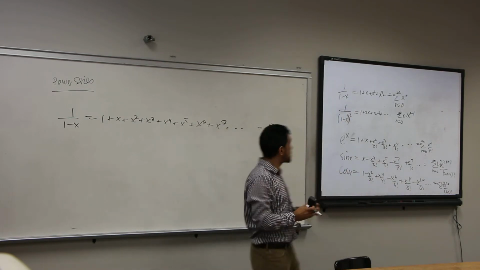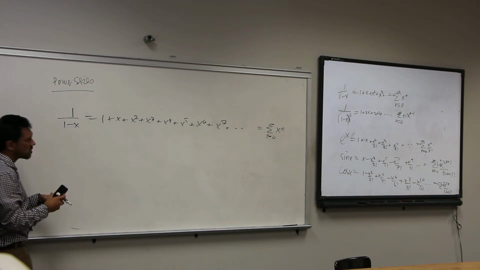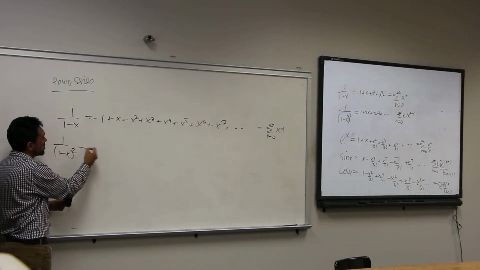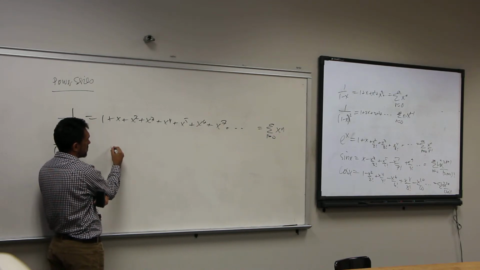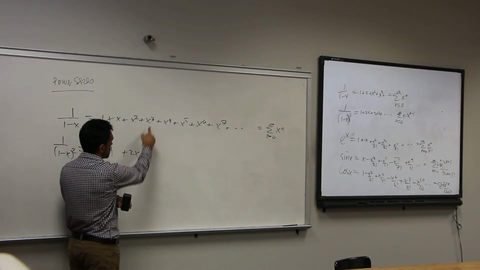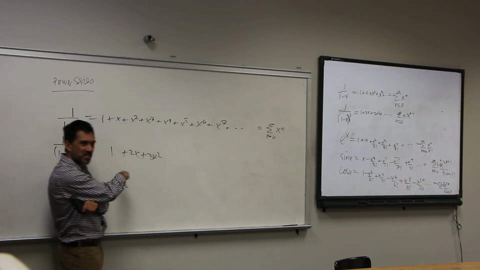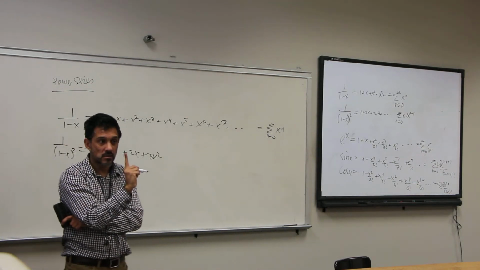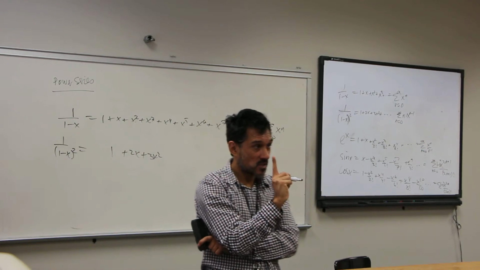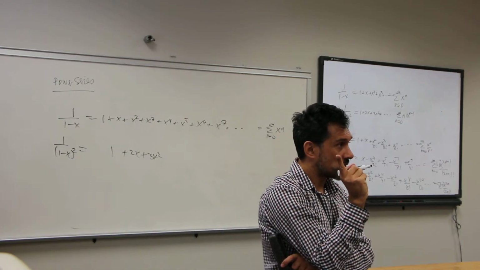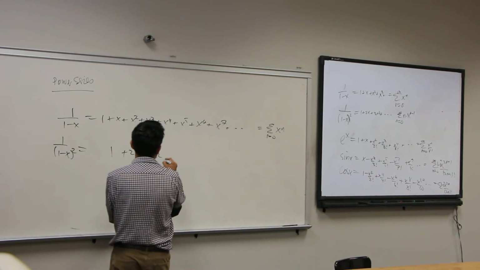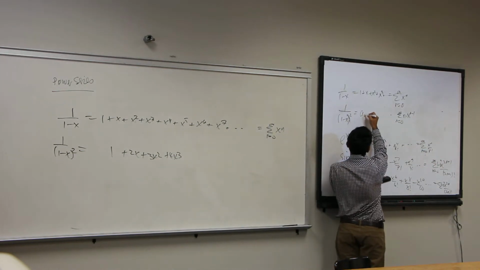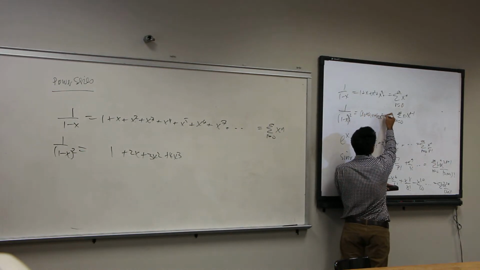You can also see that if you differentiate this, what will you get? 1 over 1 minus x squared. And if you differentiate this, what do you get? Then you have the series for this. Nice trick. So you don't have to do this. That's fine.